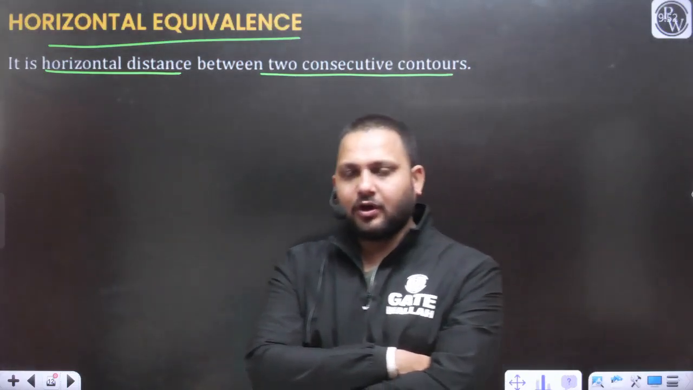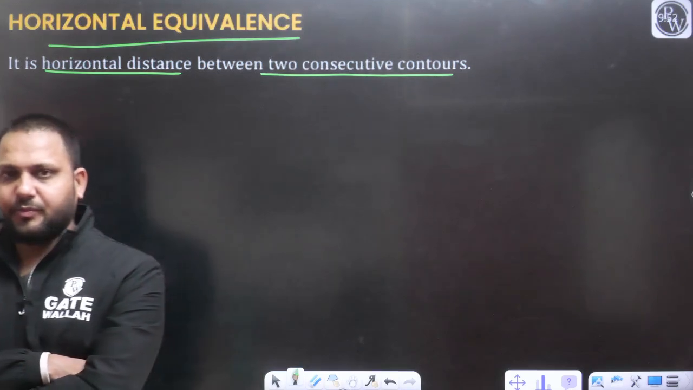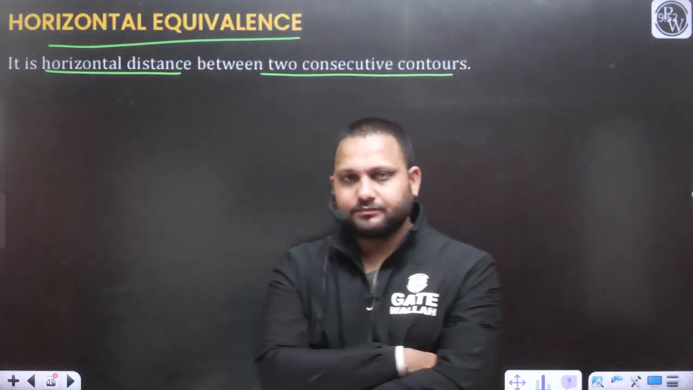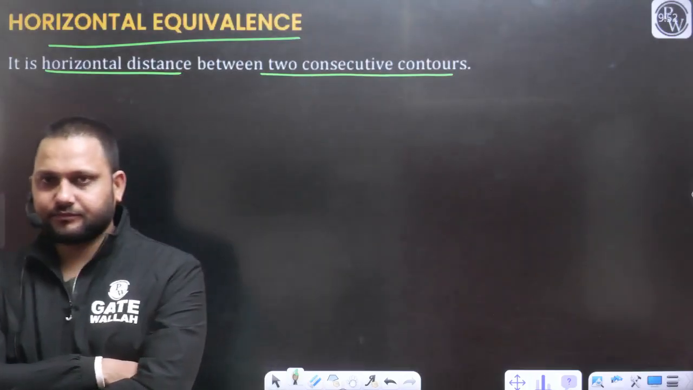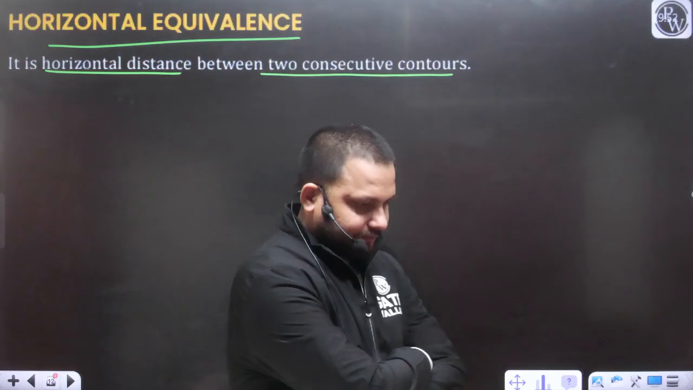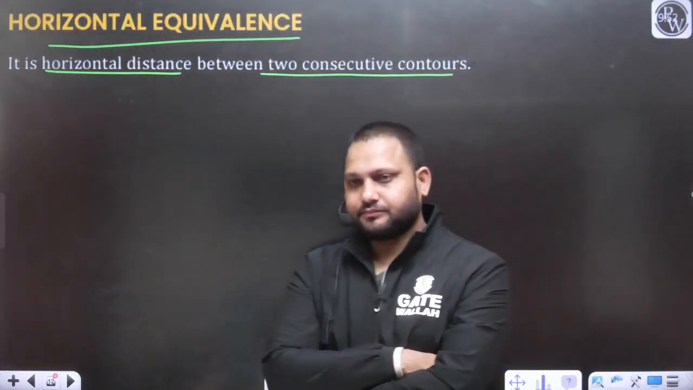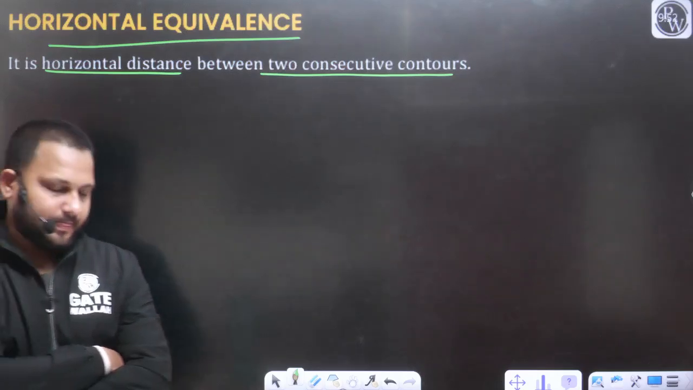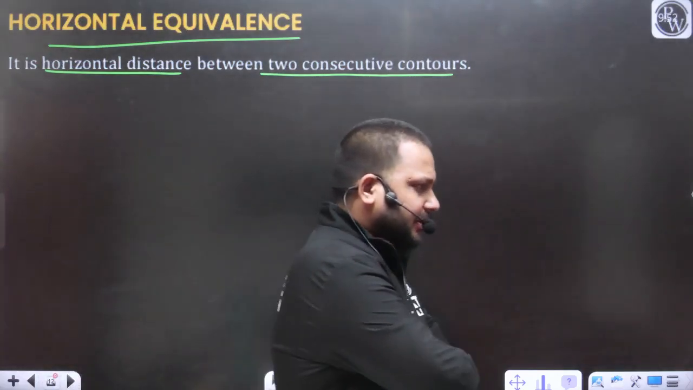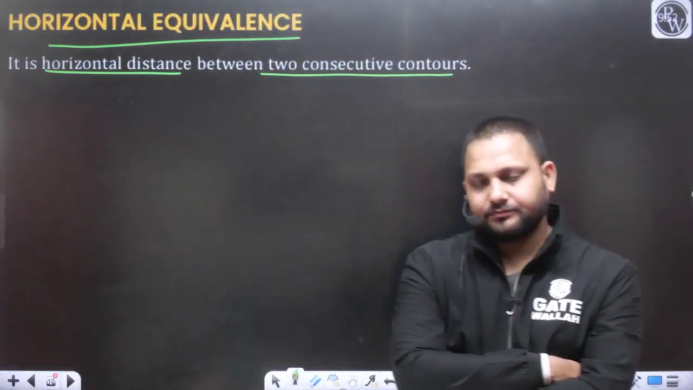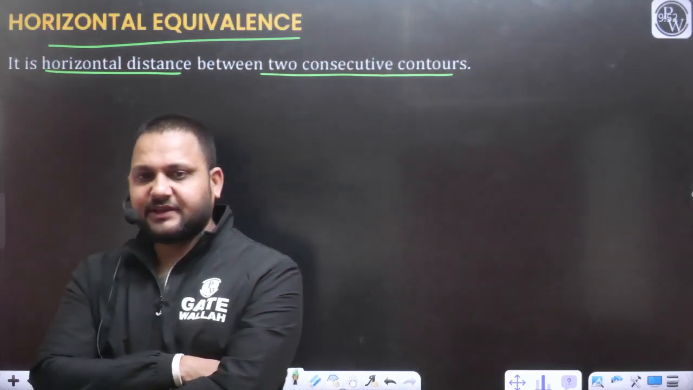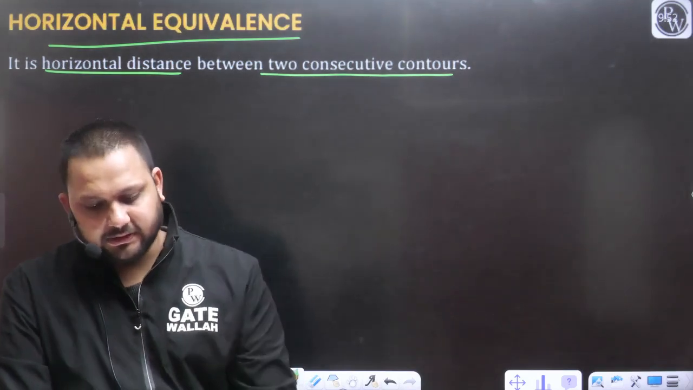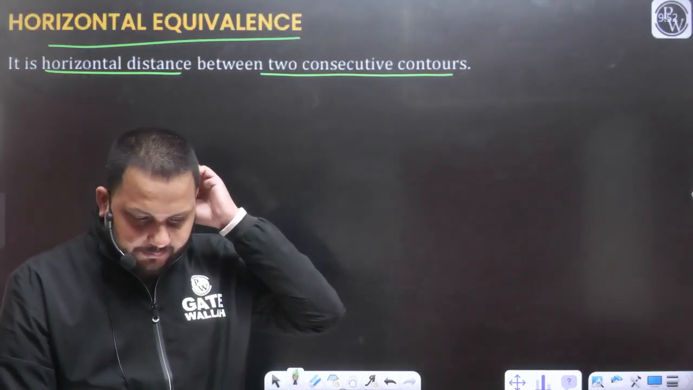You are saying the contour horizontal equivalence may be variable. Why? Tell me, then I will explain, don't worry. Tell me whatever reason you are thinking, then I will explain. It depends on the steepness. Very good. Here the answer of Swati is absolutely correct.